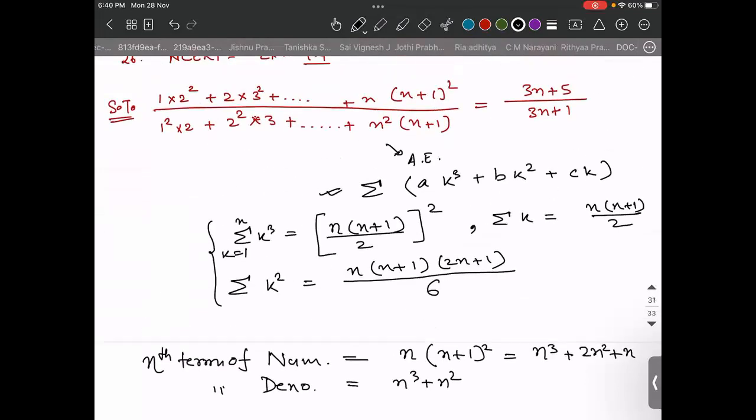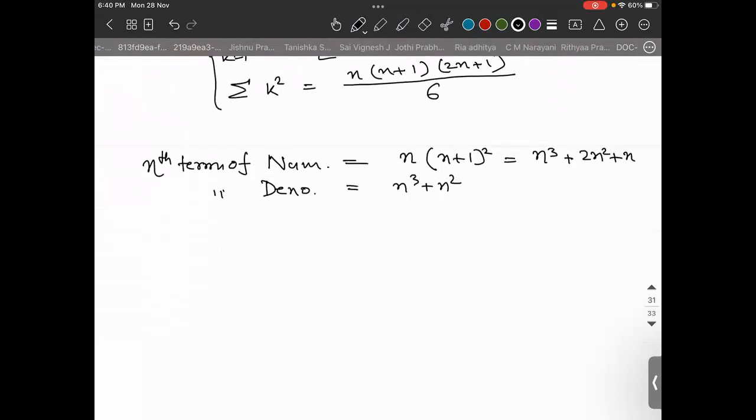See, this is 1 into 2 square plus 2 into 3 square. Yeah, how can you write it? Summation. Right? That's what you want.